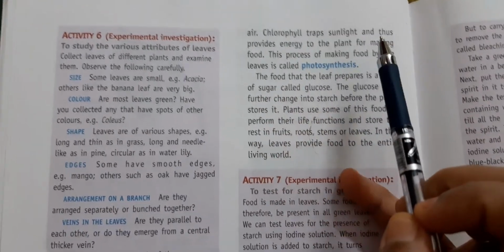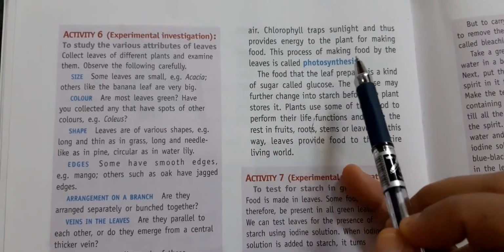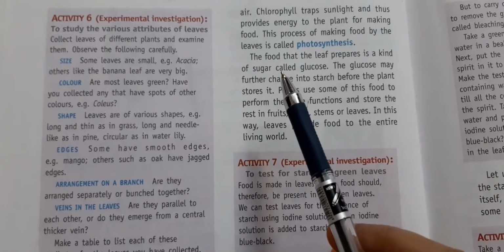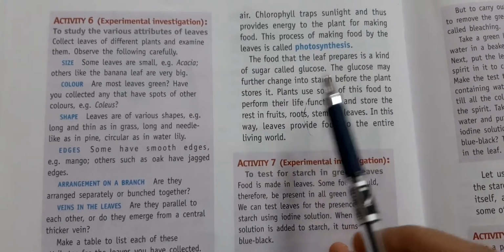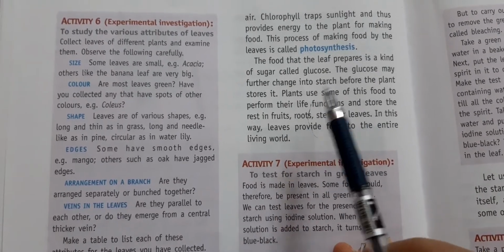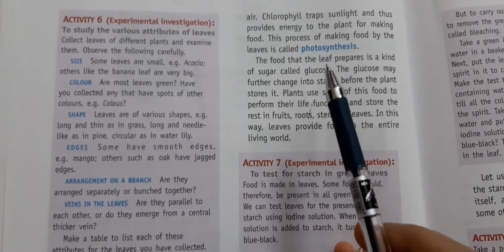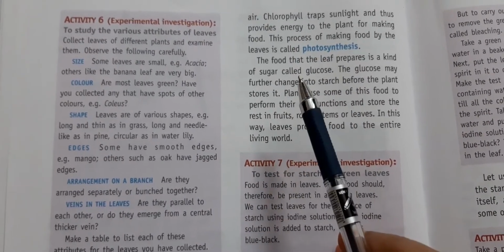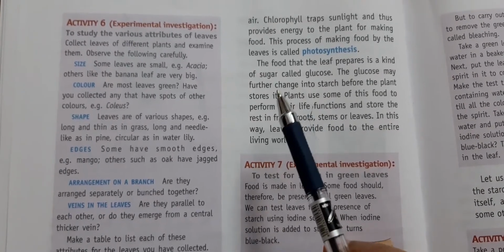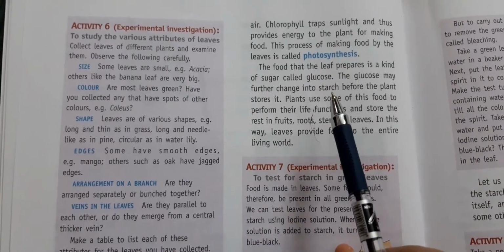Chlorophyll traps the sunlight and thus provides energy to the plant for making food, and this process is called photosynthesis. We studied it earlier also. The food that the leaf prepares is a kind of sugar called glucose, and the glucose may further change into starch before the plant stores it. The extra glucose is not stored in the form of glucose, it is stored in the form of starch.